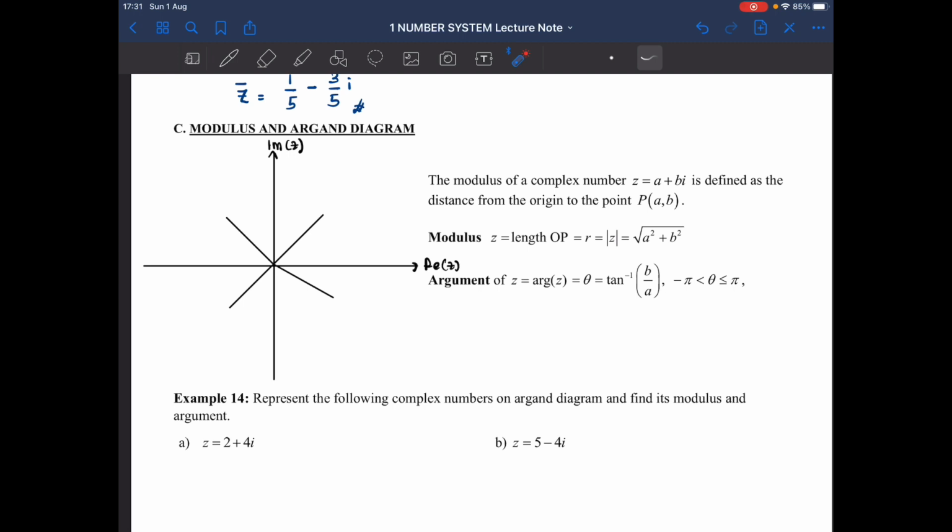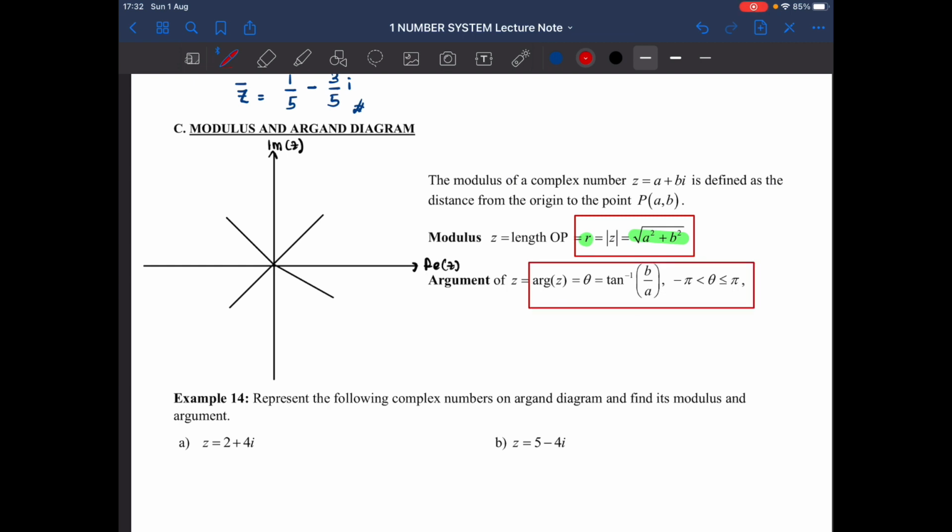Let's see here we have modulus, or we represent it as R, or modulus Z pun boleh, is equals to square root A square plus B squared. Okay, ni penting kena ingat. So we have R is equals to square root A square plus B squared for modulus. And then to find the argument, we have inverse tangent B over A.